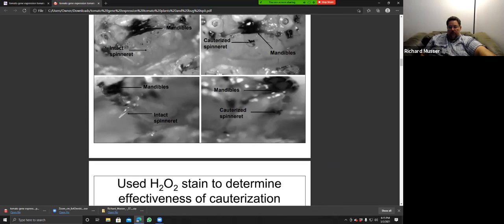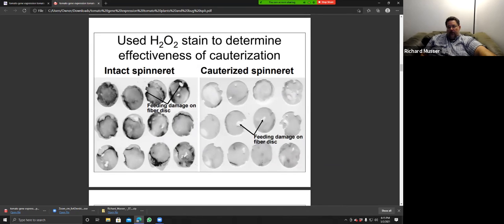I then allow the caterpillars, as you know, to feed on a glass fiber disc. The glass fiber disc contains glucose and sucrose, and when it feeds on it, the sucrose attracts the feeding. So this is the feeding damage of a caterpillar that was sitting on it. If it has a cauterized spinneret, you notice that the glass fiber discs are a lighter tan color, they're whitish. And then over here, with the intact spinneret, you see it's really dark.